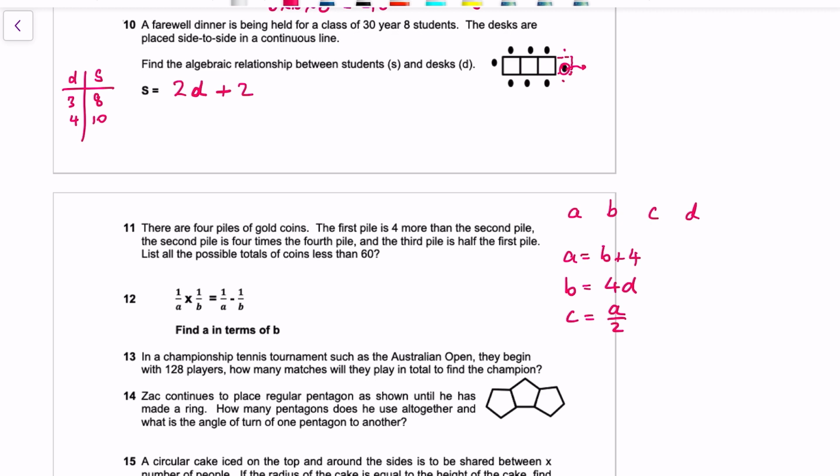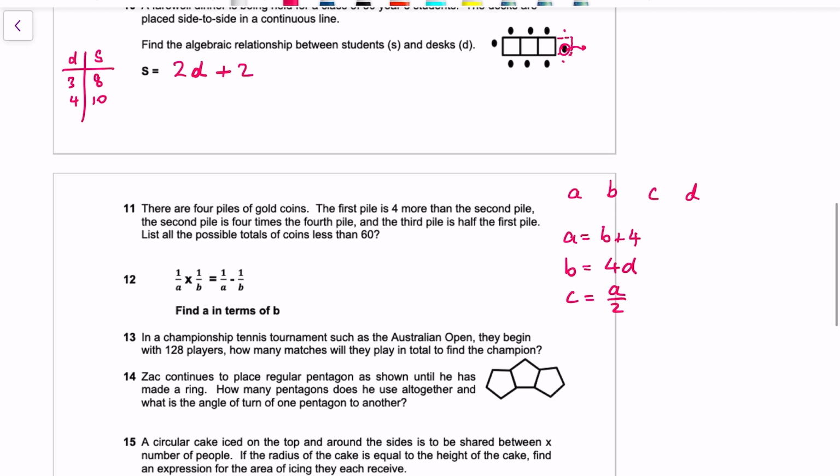only 3 equations, but 4 unknowns. So we can't find out A, B, C, and D individually. But what we can see there is that A has to be divisible by 2, right?